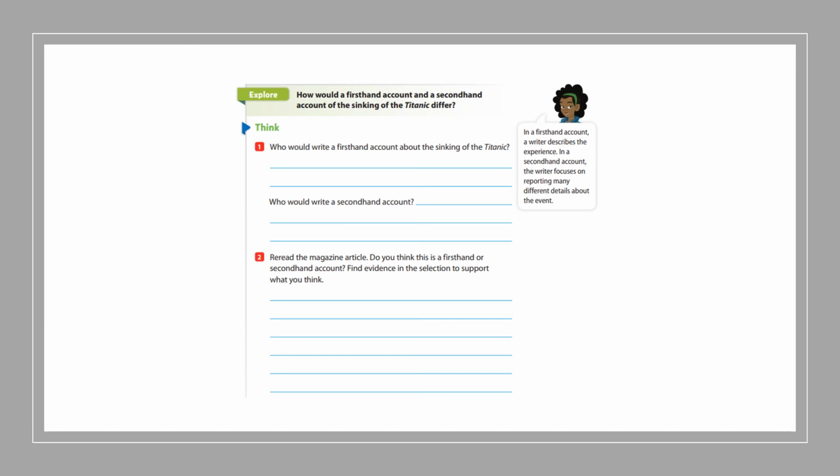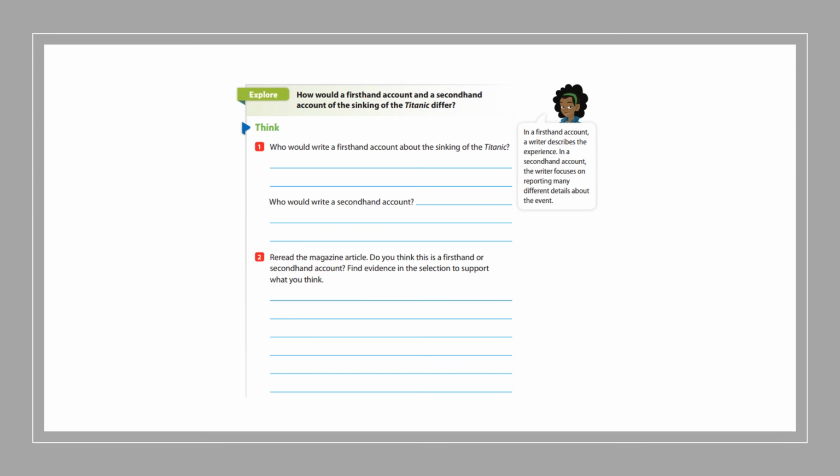Now, question number 2. Reread the magazine article. Do you think this is a first-hand or second-hand account? Find evidence in the selection to support what you think. I know from my answers to item 1 that a first-hand account of the sinking of the Titanic would be written by a person who was directly involved in the event. A second-hand account would be written by a person who only heard or read about the sinking. So I'm going to go back to the article and look for details that'll help me figure out, did the writer actually live through the event, or did they just use information from other sources to write this?